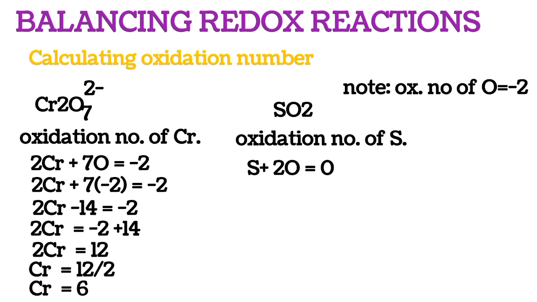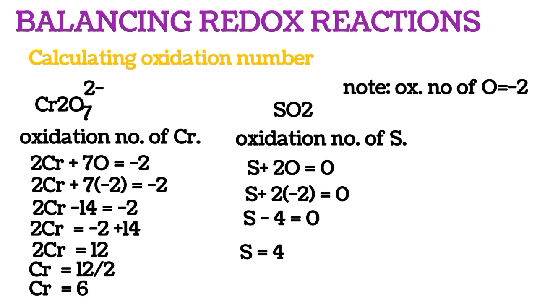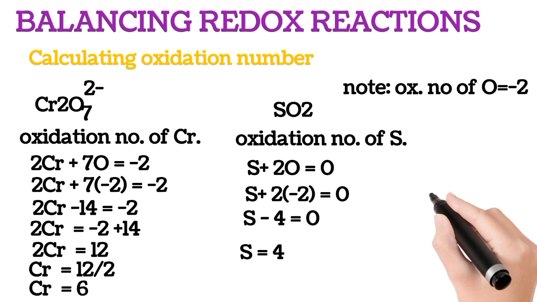Now in SO2, the sum of the oxidation numbers of elements in a compound equals 0. That means sulfur plus 2 atoms of oxygen equals 0. The oxidation number of oxygen is minus 2. That means sulfur plus 2 into minus 2 equals 0. Open bracket, sulfur minus 4 equals 0. That implies that sulfur has an oxidation state of plus 4 because it equals 4. You get it. That is how to calculate oxidation number.